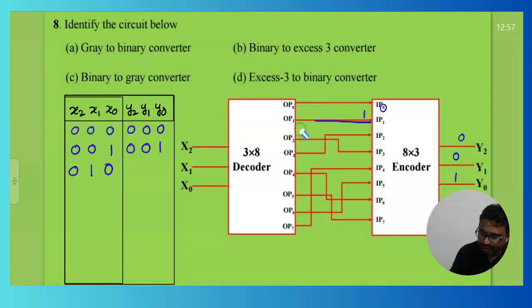If 0, 1, 0 is given, what will be the output? You tell me now here, 0, 1, 0. Here this value is 1. So this is connected to here. You see here connected now. That means whose input is 1? 3 is 1. So corresponding to 3 will come the output. That has what, tell me now? 0, 1, 1 will come.